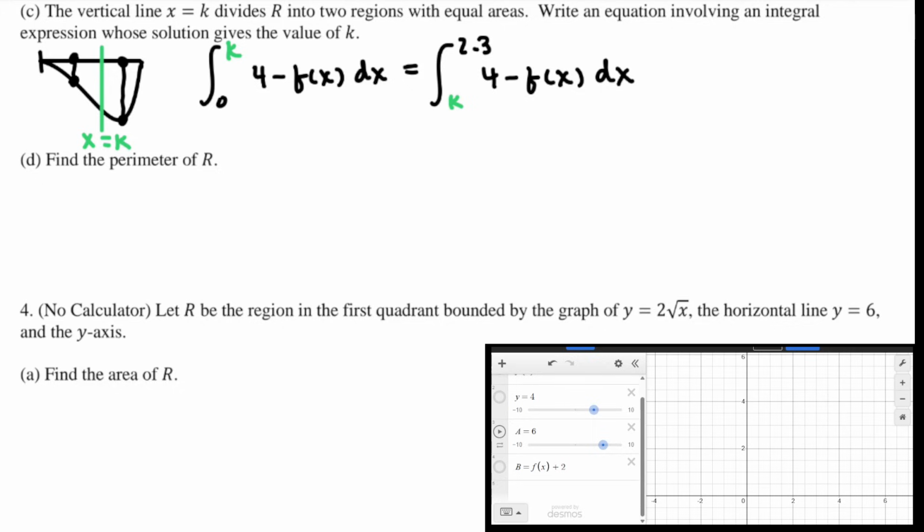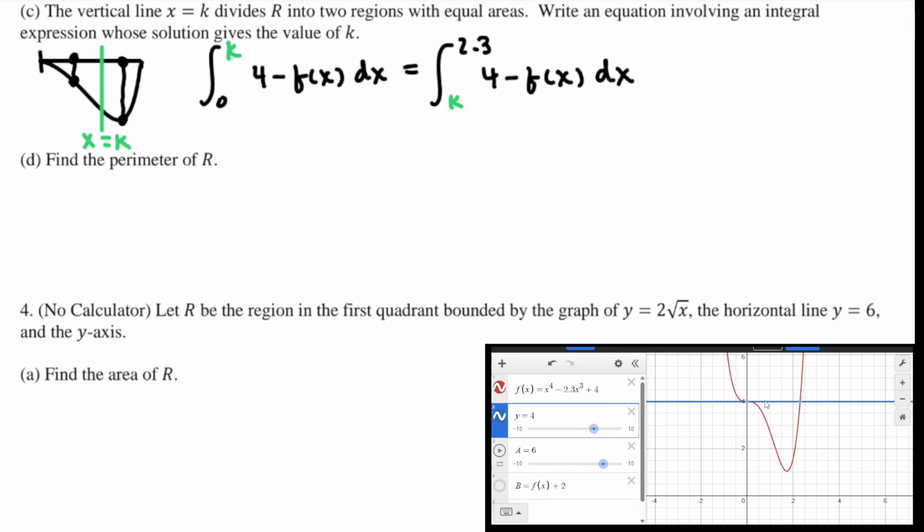Right, and so finding the perimeter of R, I need to find the blue length, which is going to be 2.3 minus 0. Okay, so I'll paste that in. The blue length here was x equals 2.3 to 0, a width of 2.3. So it'll be 2.3 plus, and then I'm going to need to run an integral to get the length of that curve.